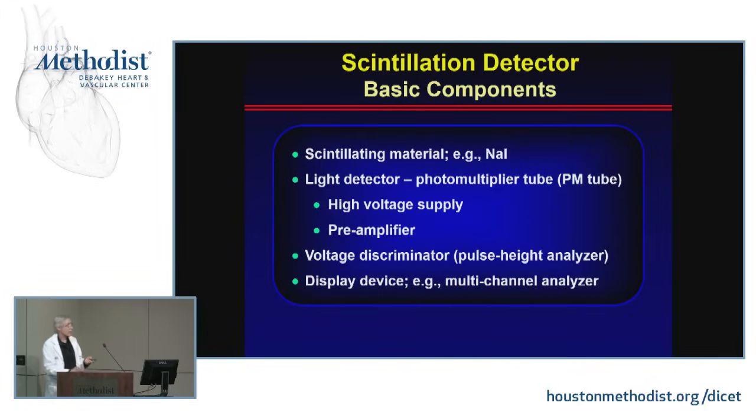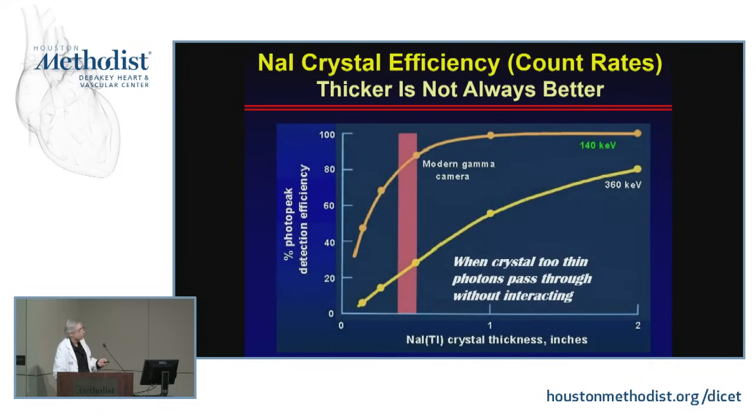So now we're up to where we've got the photons into the gamma camera. Now we're going to start looking at the crystal. The whole idea is that we have a scintillation material, the sodium iodide crystal. Then we have a light detector, which are photomultiplier tubes. Then we have a voltage discriminator for the energy we're actually looking at, and then we have the display.